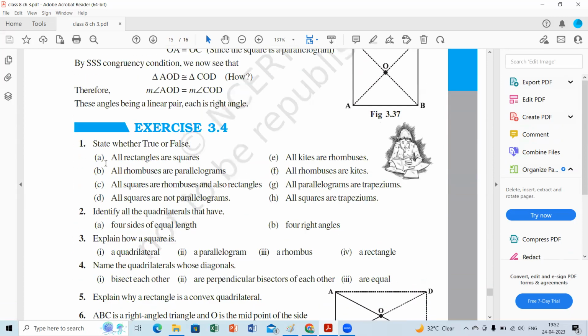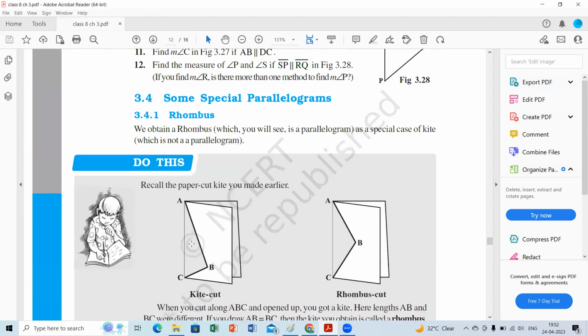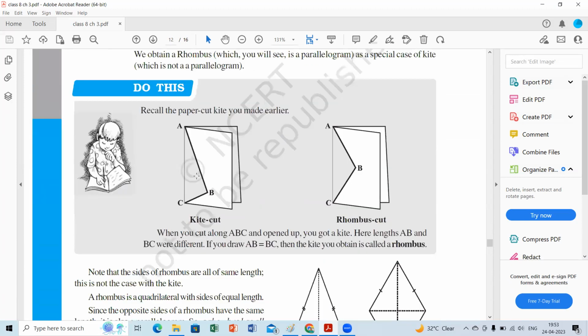Now, coming to the part of 3.4, state true or false. All rectangles are squares. No, ma'am. Are all squares rectangles? Yes, ma'am. All squares are rectangles. That's true. All kites are rhombuses. False, ma'am, because a kite means adjacent sides are equal, not all sides are equal. So false. All rhombuses are parallelograms. True, ma'am. Very good. That's why they mentioned, you see the figure also, these are special types of parallelograms. The heading given is only some special parallelograms. Which is a special parallelogram? Rhombus.